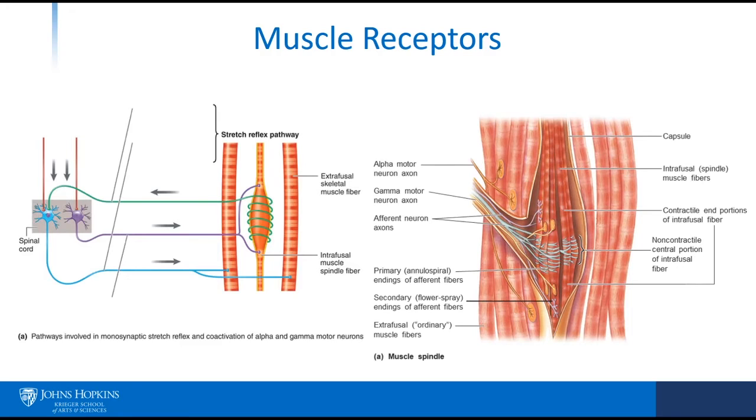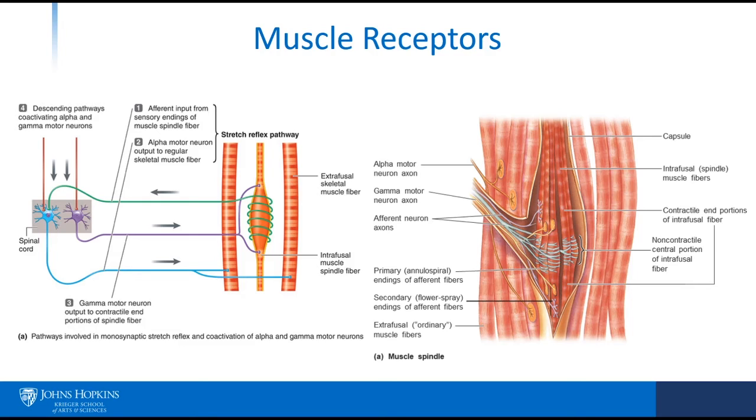The stretch reflex pathway consists of: 1. Afferent input from sensory endings of muscle spindle fiber, 2. Alpha motor neuron output to regular skeletal muscle fibers, 3. Gamma motor neuron output to contractile end portions of spindle fiber, 4. Descending pathways co-activating alpha and gamma motor neurons.